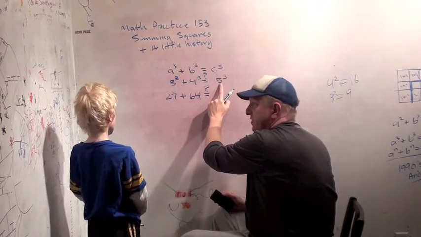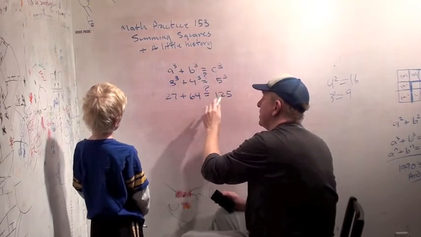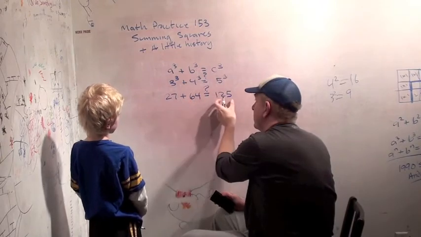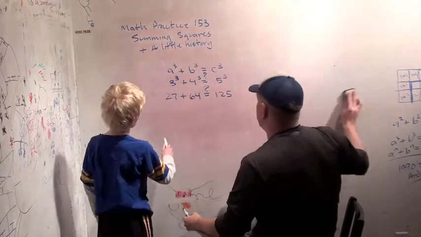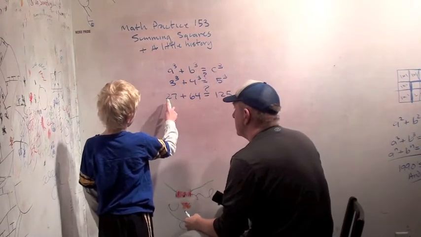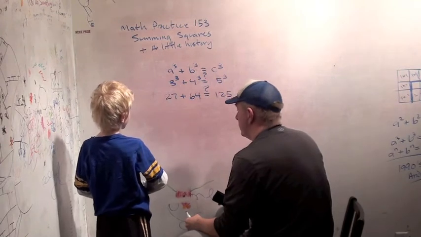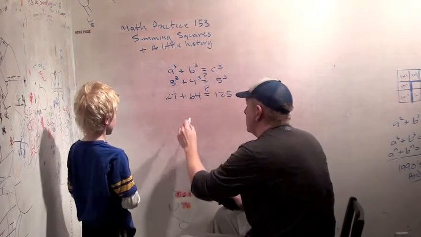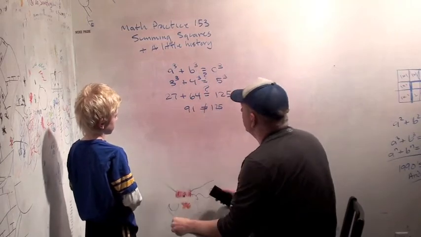5 times 5 is 25. Times 5 is 125. Now does 27 plus 64 equal 125? No. What does 27 plus 64 equal? Well, it equals 20 plus 60, which is 80, and 7 plus 4, which is 11, so it's 91. 91 does not equal 125. But that's okay.